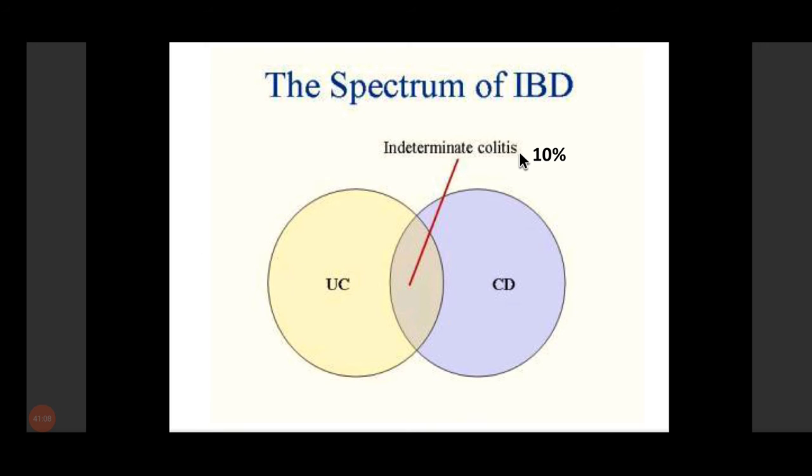Now, the spectrum of IBD can be ulcerative colitis or Crohn's disease. Sometimes it is not possible, even after the surgery, because these cases have already received some treatment, to make a definitive diagnosis of ulcerative colitis or Crohn's disease, because there are overlapping features. These 5 to 10% of cases wherein a definitive diagnosis of ulcerative colitis or Crohn's disease cannot be made, but it is an acute and chronic colitis, it is IBD, inflammatory bowel disease, those cases are called indeterminate colitis.